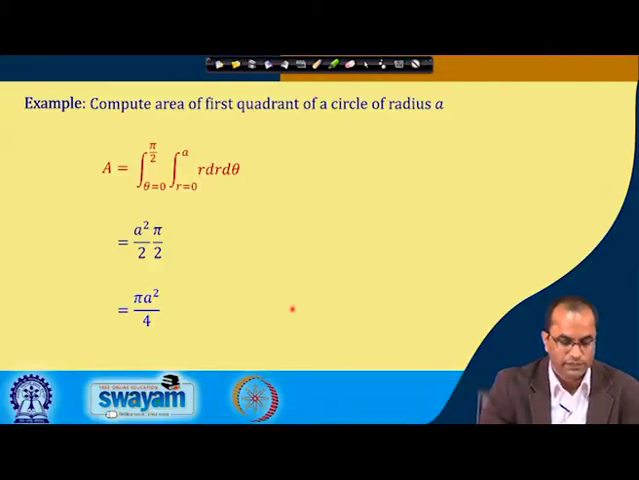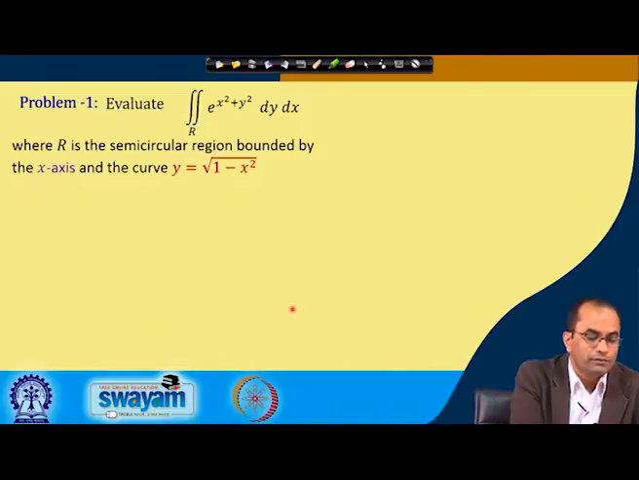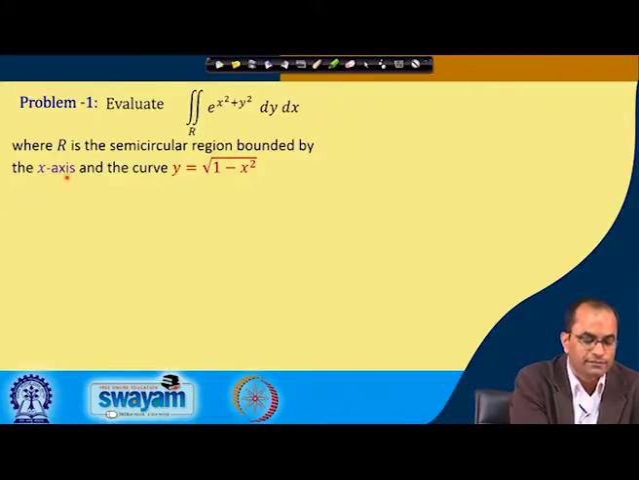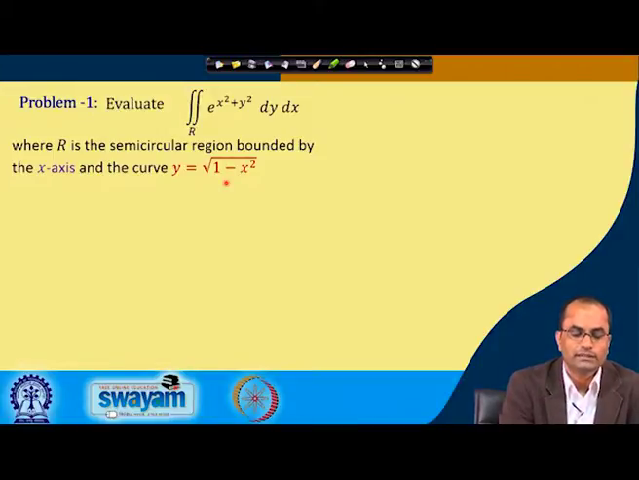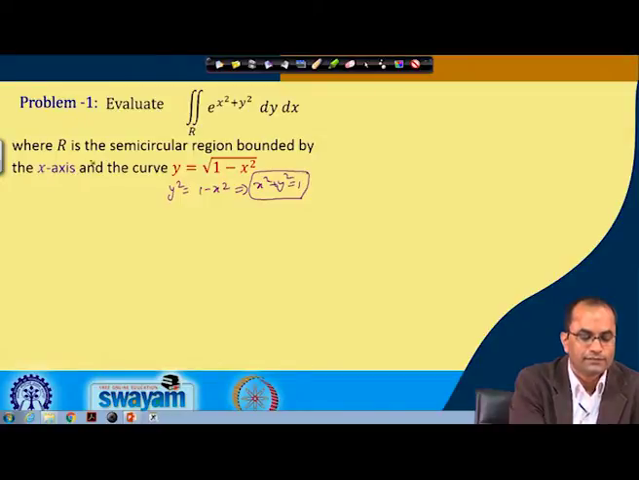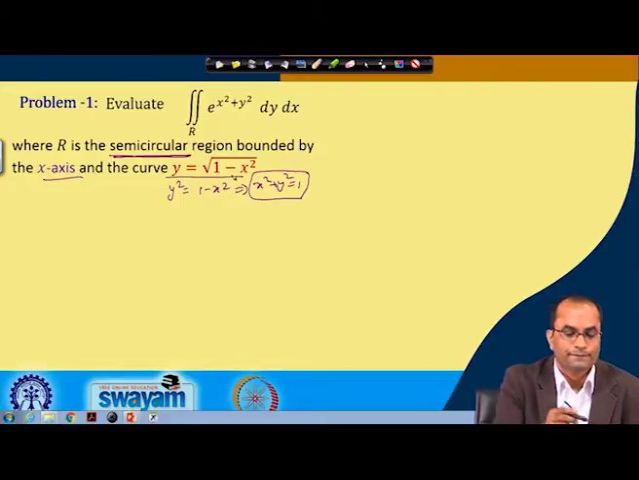Okay, so moving next, we have this problem now. We want to evaluate this integral, e power x square plus y square dy dx, and this R is a semicircular region bounded by the x axis and the curve y is equal to square root of 1 minus x square. So, this curve is nothing but y square is equal to 1 minus x square, meaning x square plus y square is equal to 1. So, this is the circle. We have a circle here and then the x axis, and we are talking about the semicircular region, bounded by this x axis and this upper part of the circle.